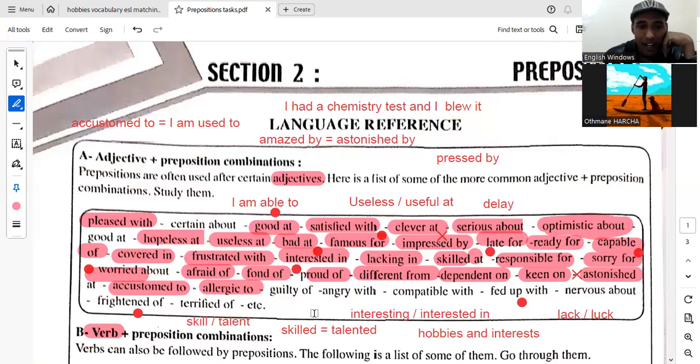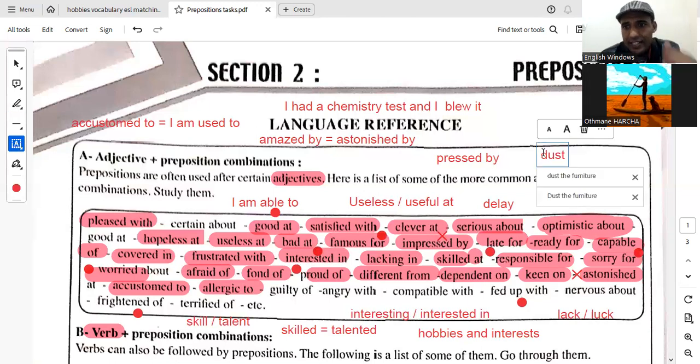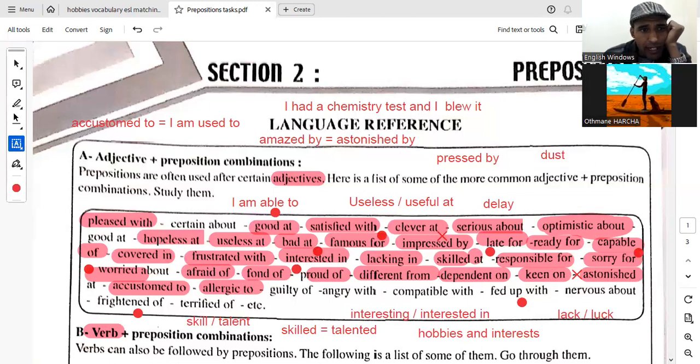I'm allergic to butter. What are you allergic to, Othmane? You have an allergy. Aquarium. What is it? The gar. What is it? The gar. Aquarium. What is that? The dust. Oh, the dust. Right. I'm allergic to dust. Dust in English. Right. Okay.